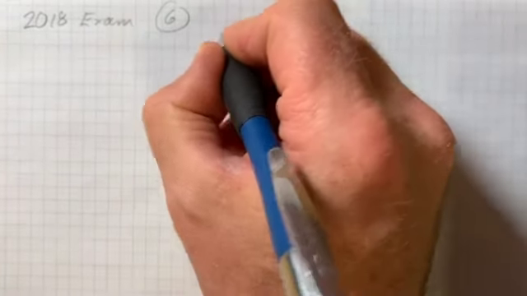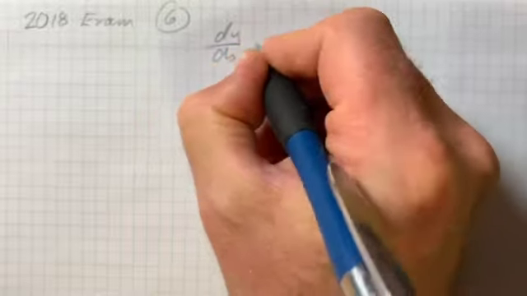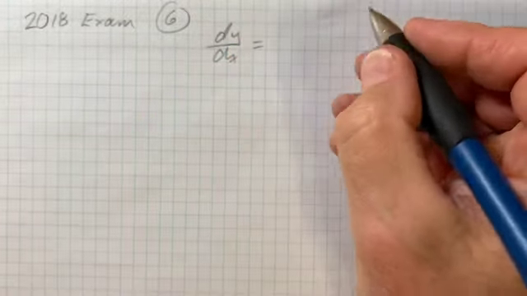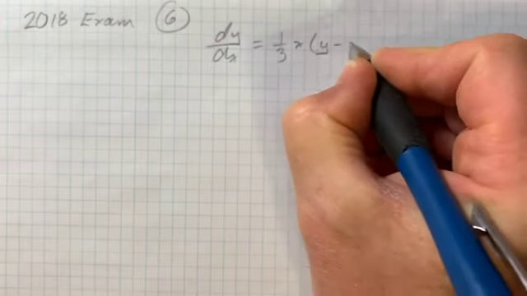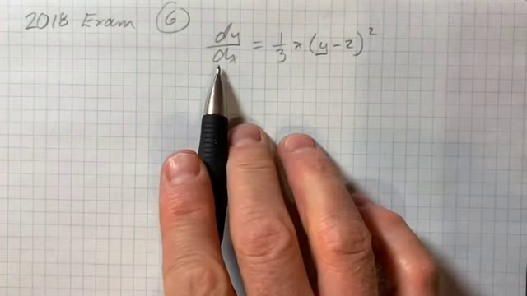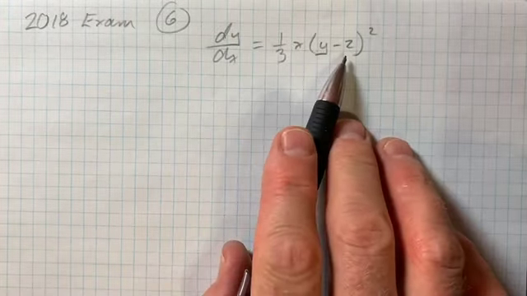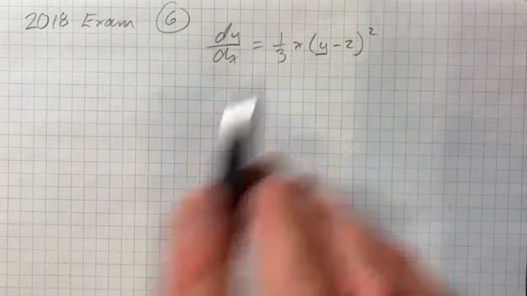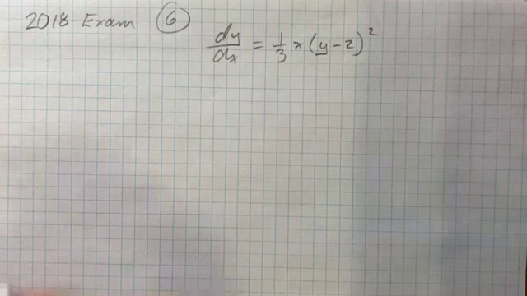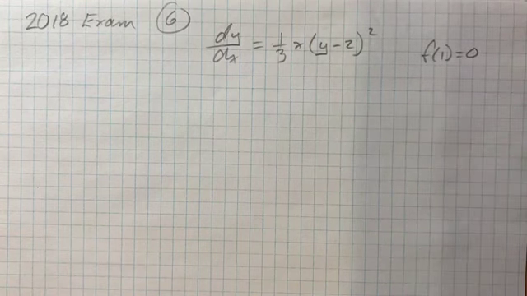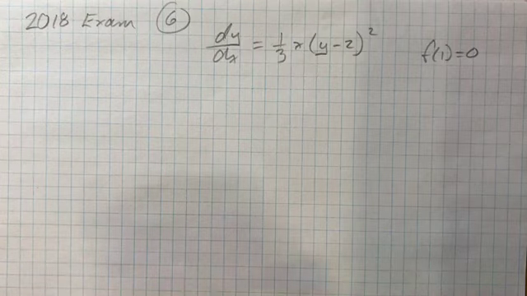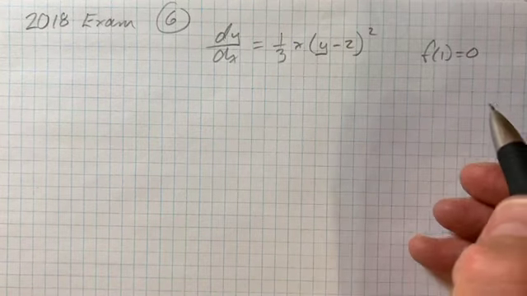Here's where we start. We know that dy by dx is not just a function of x. It's 1/3 x bracket y minus 2 squared. So the derivative is a function of both x and y, which is kind of weird. Okay, it says we're going to use the initial condition f of 1 is equal to 0. It says write an equation for the tangent line at x equal to 1. So in other words, they want to know the y equals mx plus b.